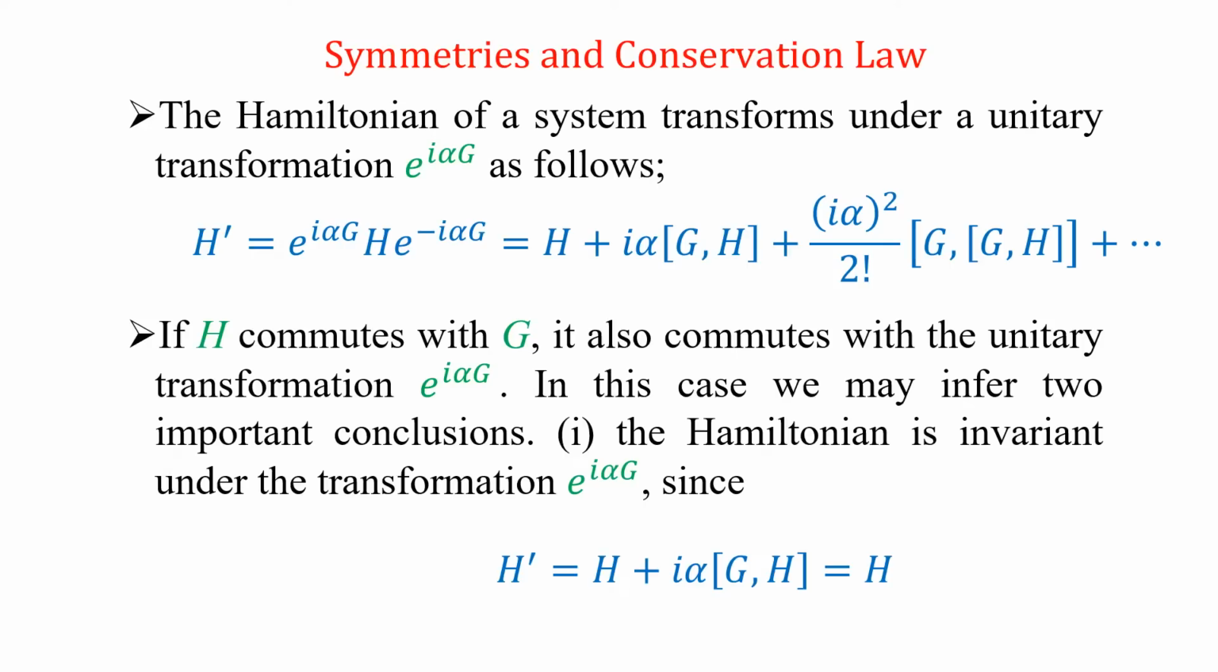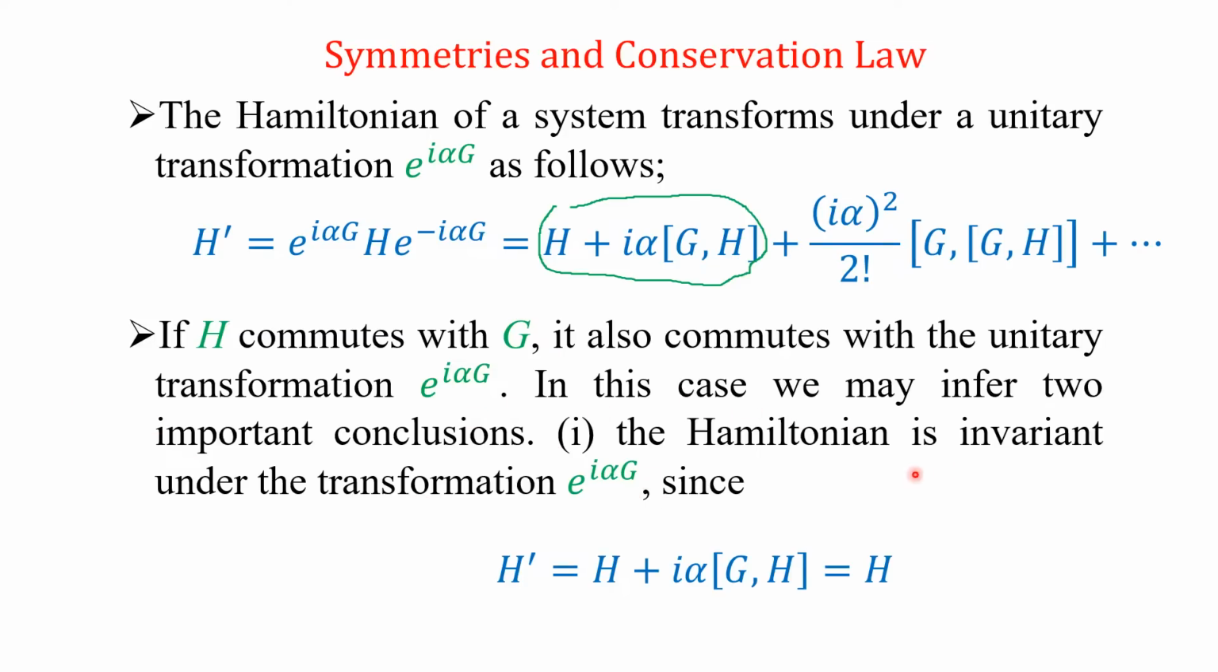But since alpha is a small parameter, we can take up to first order of alpha, that is the first two terms, as I have explained just now. If H commutes with G, naturally it will commute with e power i alpha G also, because after all it is an exponential of G. So once G commutes, the exponential e power i alpha G also will commute with H. In this case, we may infer two important conclusions.